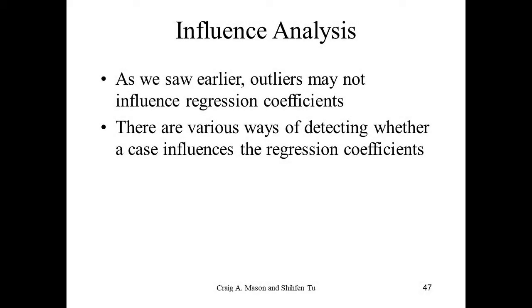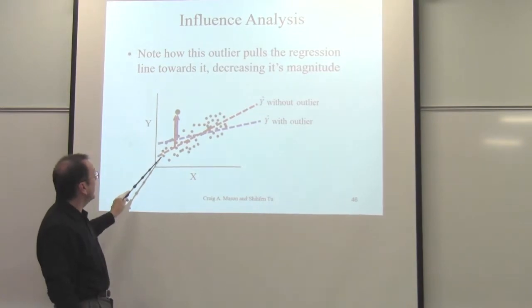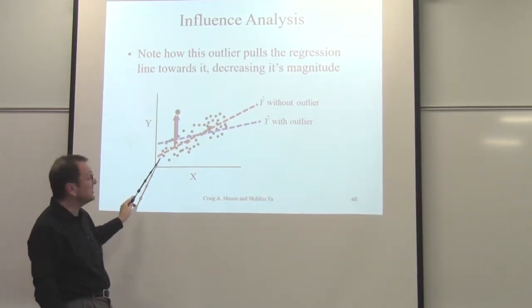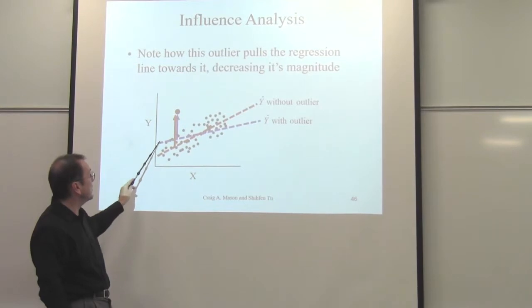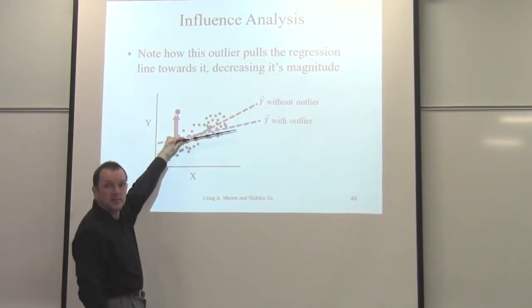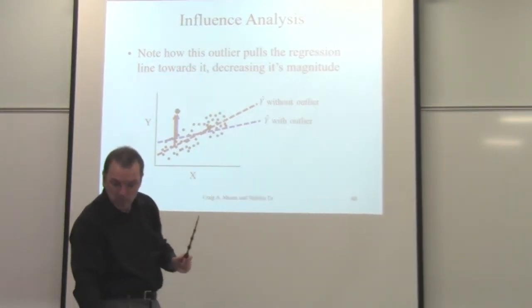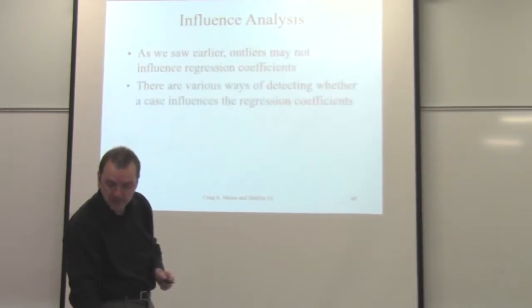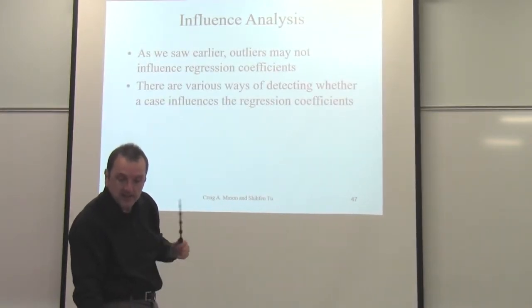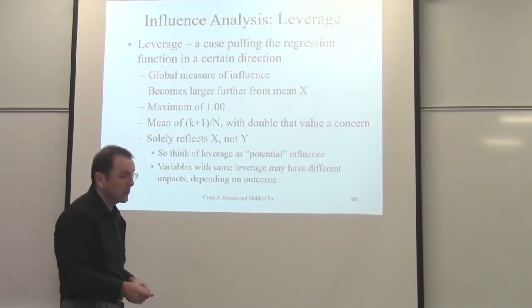There are various ways to look at the effect that a case can have on the regression coefficients. Actually, look here. Notice this outlier, it's changing the intercept. With the outlier, the intercept's going higher, and the slope is getting flatter. So the slope is going down, but the intercept is going up. Both regression coefficients are changing. So again, there are various ways we can detect the influence that each case has on the regression coefficients.